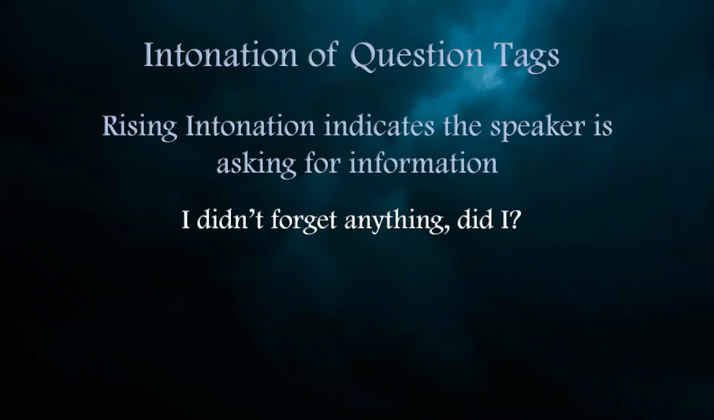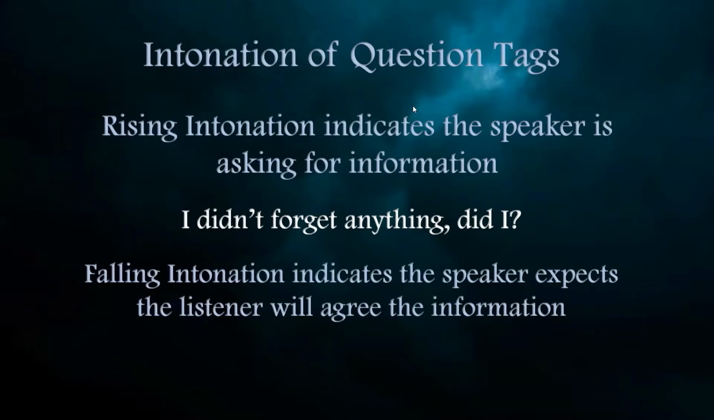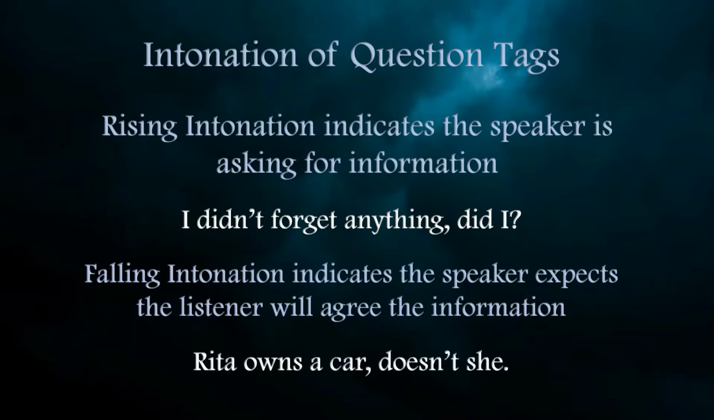On the contrary, we use a falling intonation when we want the other person to agree with us. Listen to this. Rita owns a car, doesn't she? The falling intonation on doesn't she here indicates that the speaker knows that she has a car. He's probably seen her with her car. He only needs your confirmation. A tag question with falling intonation is more of a comment than a question.